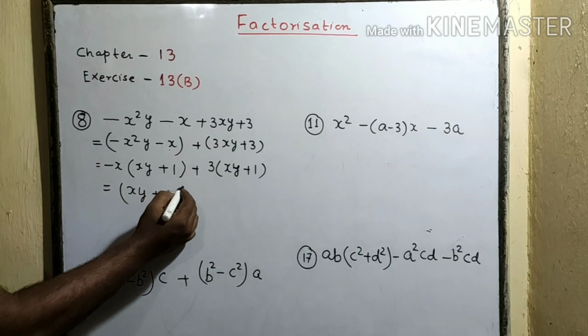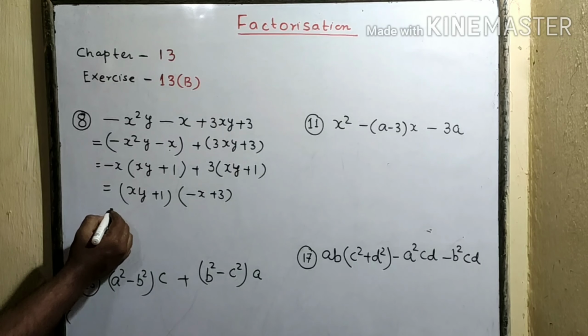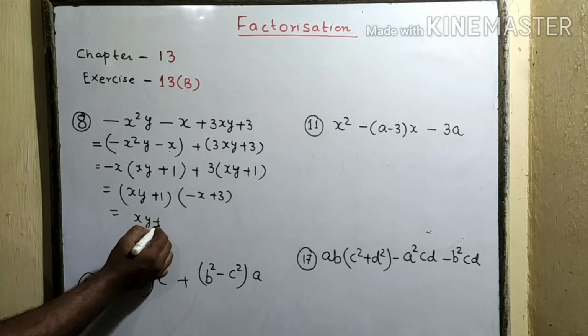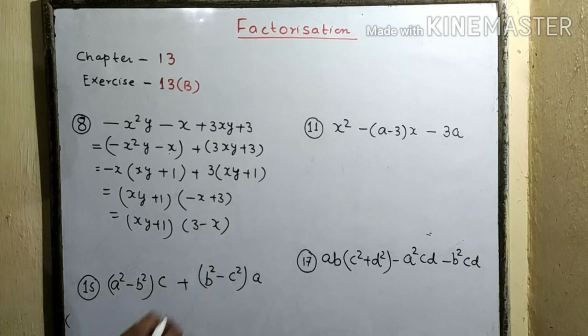So we have taken xy plus 1. This will be minus x plus 3. We'll arrange in proper manner and this one will be represented as 3 minus x.